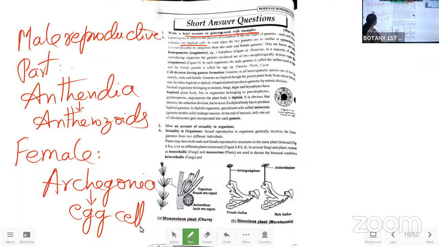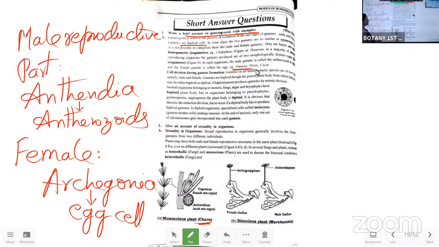Okay, so here, what is the example? What can we say for the antheridia and the archegonia? We know Marchantia, we can say. Otherwise, we can say Riccia. Otherwise, in the algal members, that is Chara, we can say. Or else you can say Funaria, which is very easy for us to write, isn't it? So like that, we can give the examples.